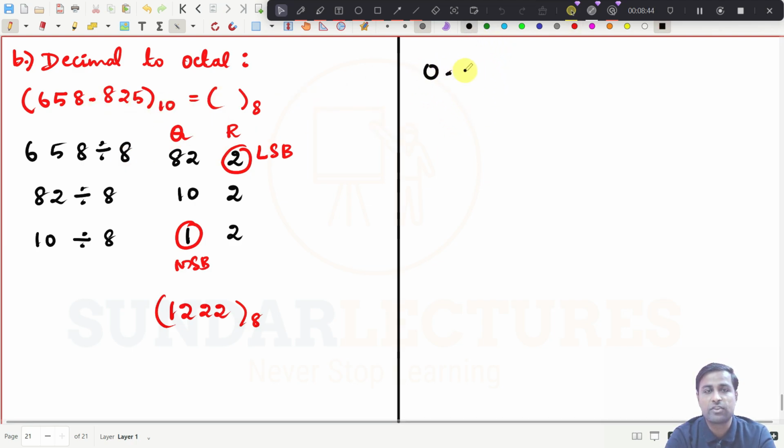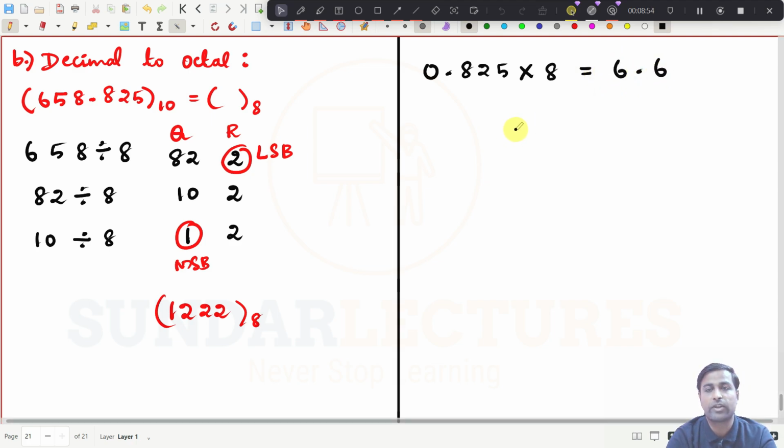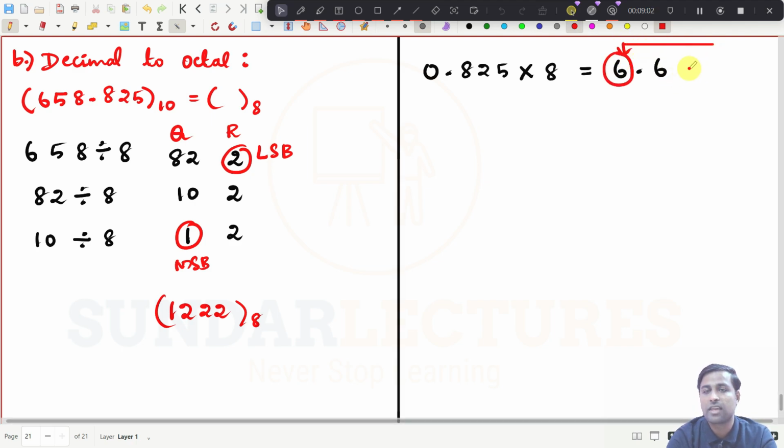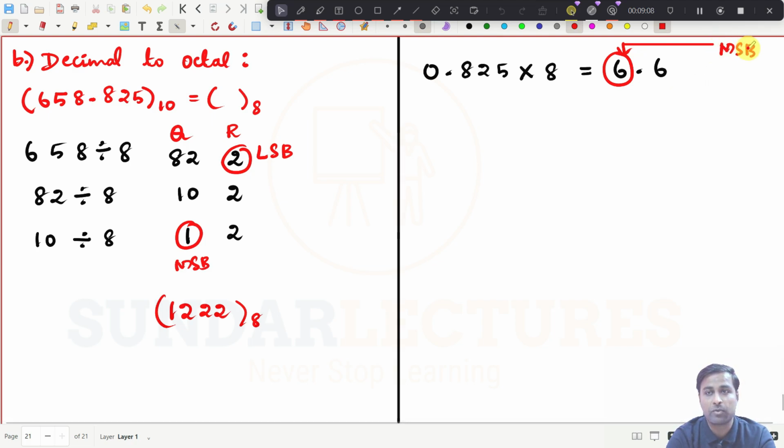So this will be 0.825, multiplication of 8 now. If I multiply that by 8, I will get 6.6. Then you have to be very careful here. This 6 has to be taken out. This is the most significant bit.